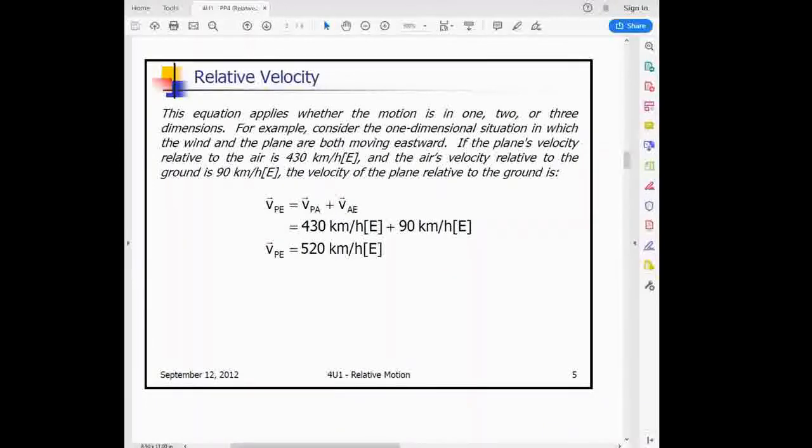So the equation V_PE equals V_PA plus V_AE. In the situation that we had above, we know that the plane is moving at 430 kilometers per hour east, and the air's velocity relative to the ground is 90 kilometers per hour east. So if we want to find out what the plane's ground speed is, we add the airspeed plus the wind speed. So 430 plus 90 gives us 520 kilometers per hour east.